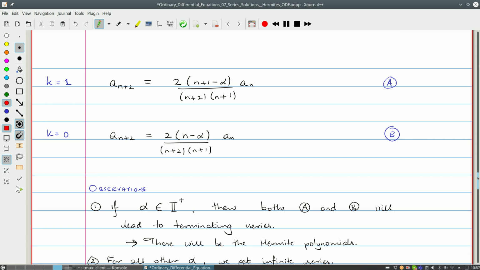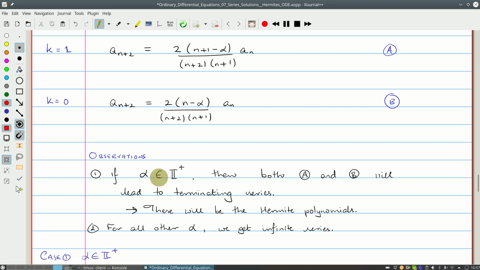So we have two recursive relations, one for k is equal to 1 and the other for k is equal to 0, and I've written them down here as a and b. An observation, a couple of observations before we go on. If alpha is a positive integer, then both a and b will lead to terminating series.